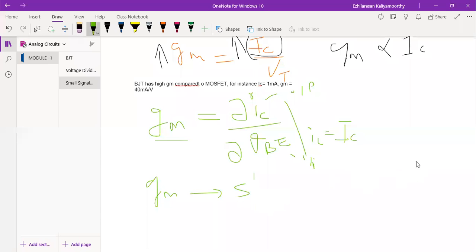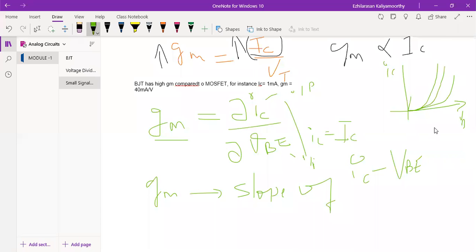So you know the ic-vbe curve already. This is your vbe and this will be your ic. As the VBE increases, then only IC will increase, correct? So I can say the curve will go like this. As the VBE increases, the curve goes like this. So the curve at the bias point Q.